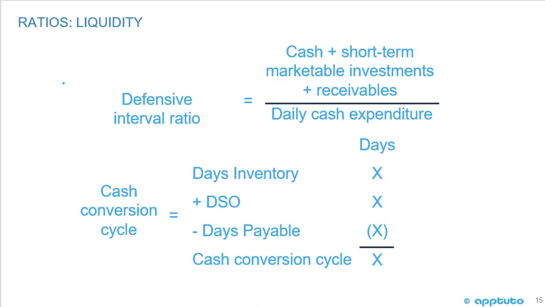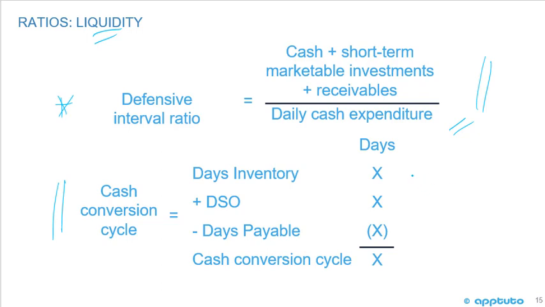Carrying on with some ratios with regards to liquidity, the defensive interval ratio. I haven't seen this in too many practice problems, by the way, but it's cash plus short-term marketable investments plus receivables, so we're not including inventory, divided by the daily cash expenditure, okay? Just one to memorize. And then again, we got here to the cash conversion cycle, which I mentioned earlier.